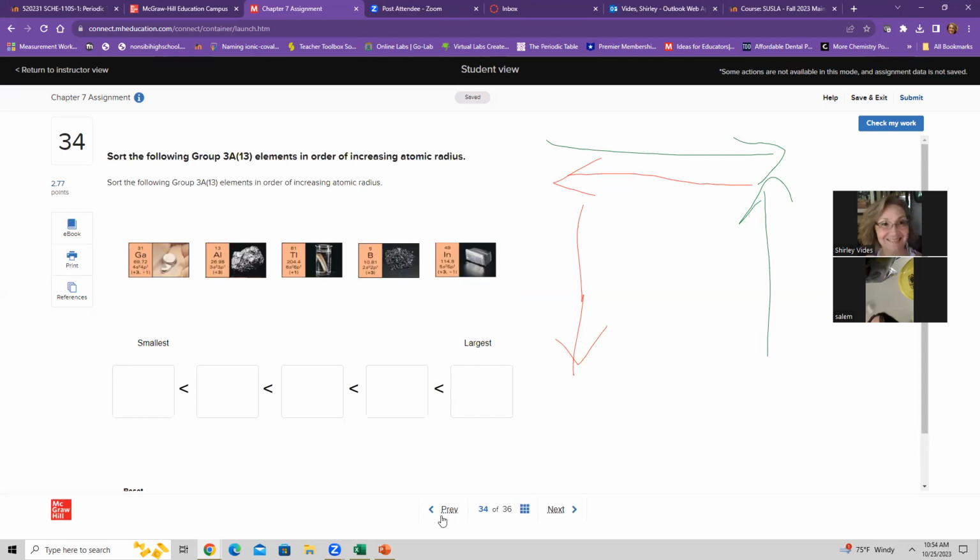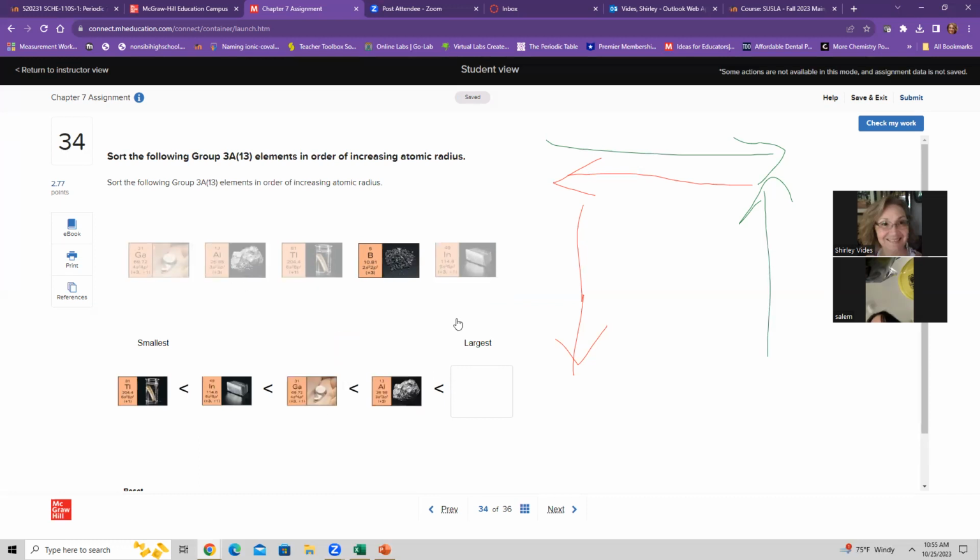So there we go. Okay, so indium. Oh man, indium is way down here. Okay, who is thallium? Where are you, thallium? Oh, below that. So thallium seems to be the smallest. Thallium first, then indium, then gallium, then aluminum, then boron. Yeah, I believe so. All right, check my work.